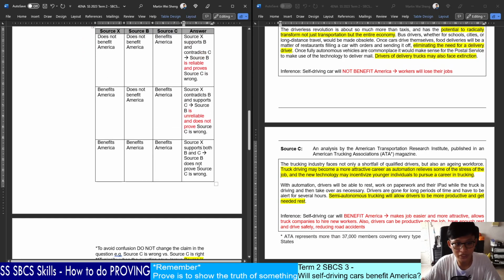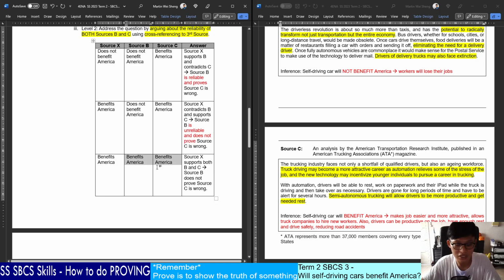Now the last combination is whereby both sources are saying the same thing, which in this case is not in our SBCS, but I'll just let you know over here. For example, if both sources B and C are saying the same thing, then when you find source X, you go and find a source that agrees with both of them as well. So in this last scenario, you say that source X supports both B and C. So source B is reliable and does not prove that source C is wrong.